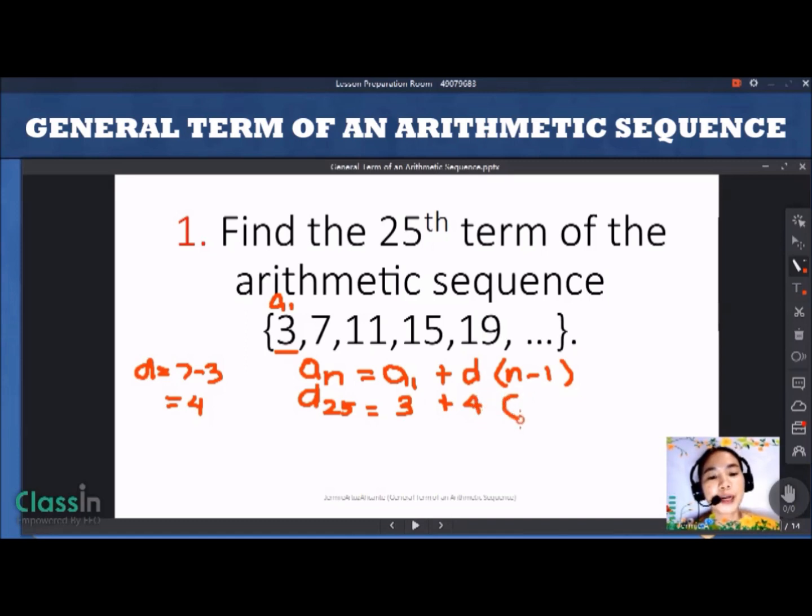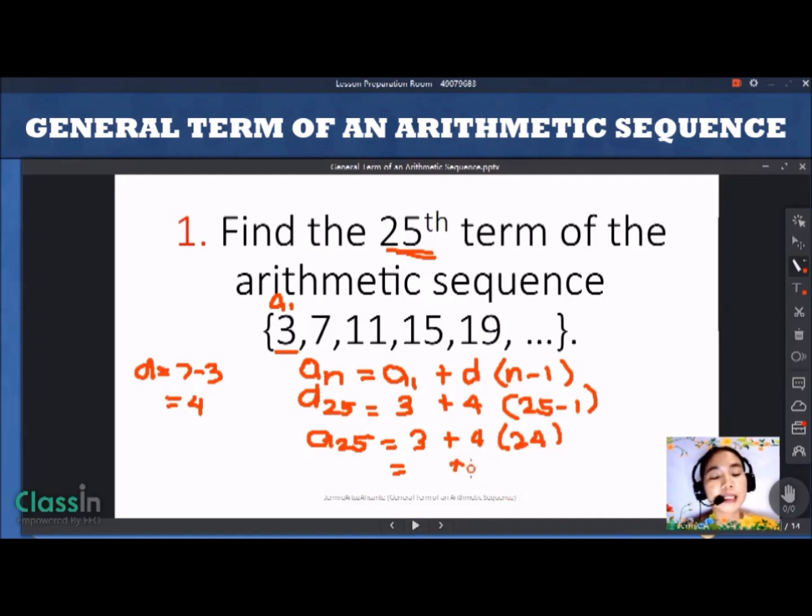Now for the term number, since we are looking for the 25th term, we will substitute 25 to n. So that will be 25 minus 1. So our a sub 25 will be equal to 3 plus 4 times 25 minus 1 is 24. Of course, following PEMDAS, we have to first multiply 4 times 24 rather.